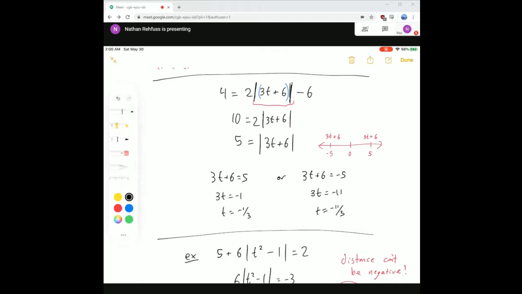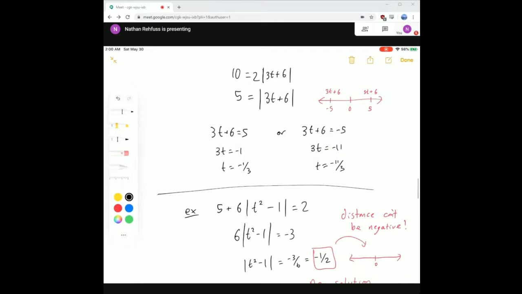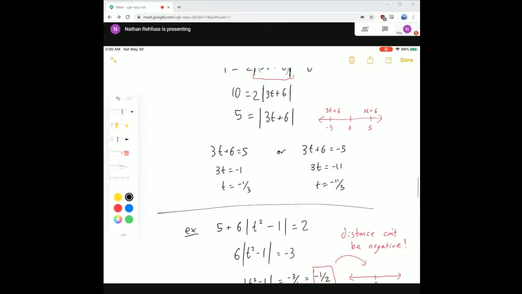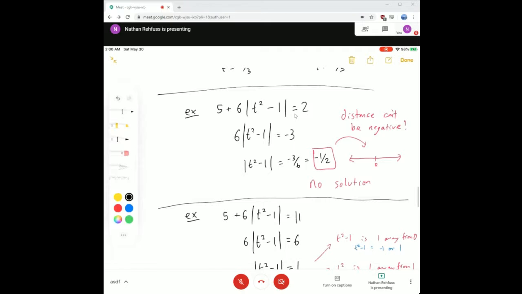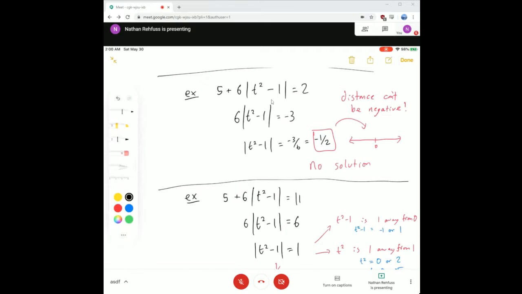Next example. Let's say that I said 5 plus 6 times this equals 2. First, I need to get the grouping symbol by itself. So I subtract 5 and then divide by 6. And I get the absolute value of this thing is negative 1/2.